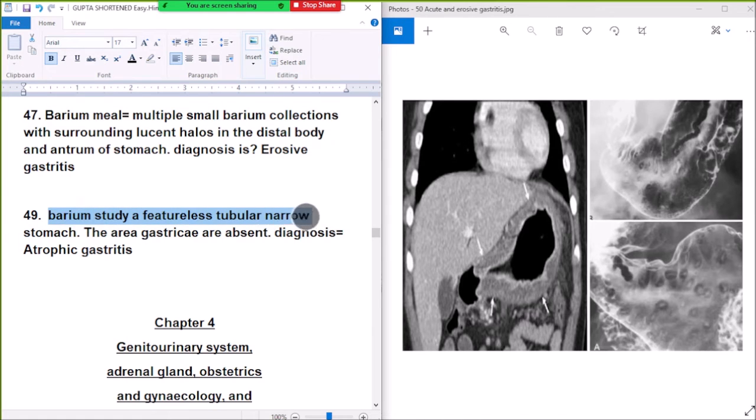Question number 49. Barium study shows a featureless, tubular, narrow stomach, and gastric rugae are absent. Diagnosis: atrophic gastritis. Again, barium study shows a featureless tubular narrow stomach, and gastric rugae are absent. Diagnosis: atrophic gastritis. Now question number 50.